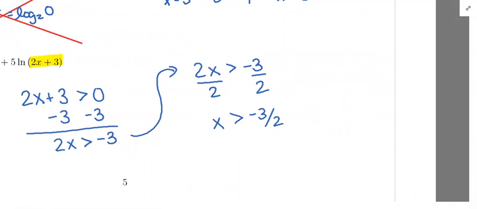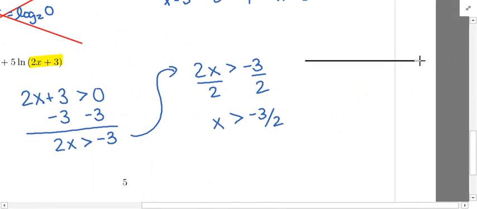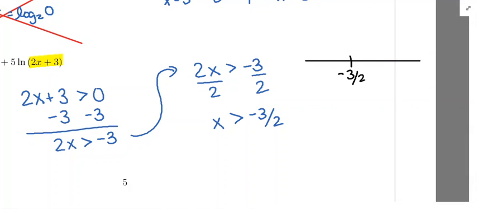That's your domain. In interval notation, draw your picture. Negative 3/2 is your x value you're looking at.